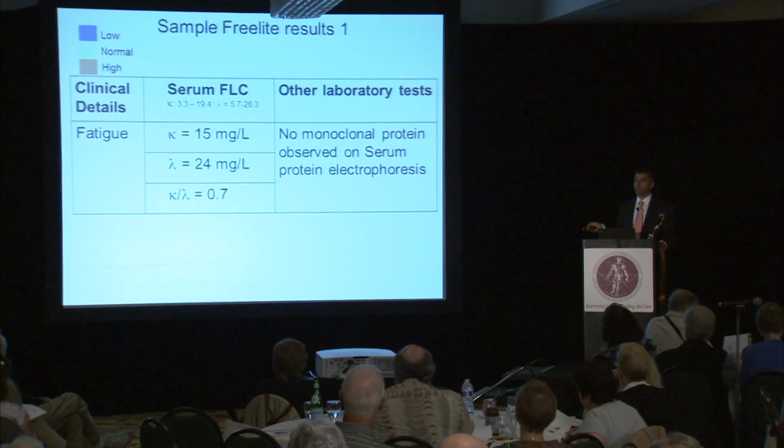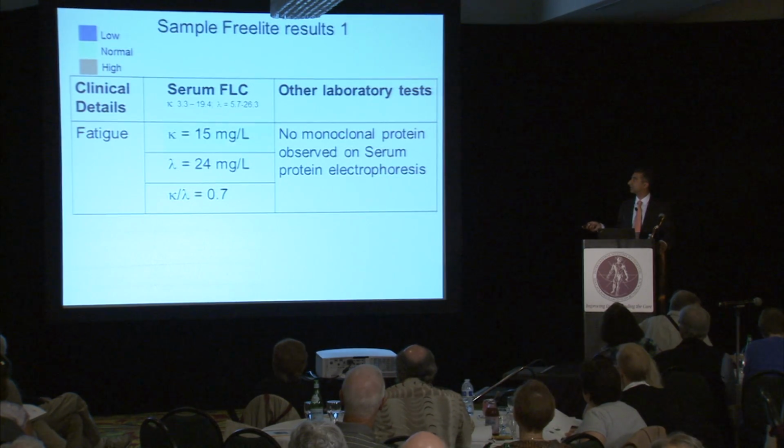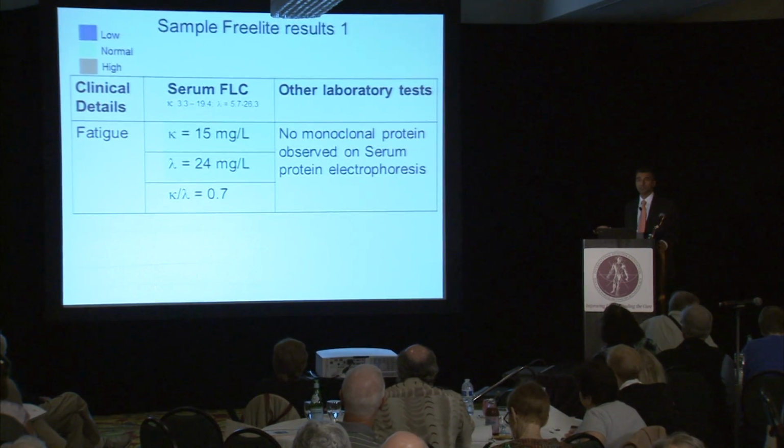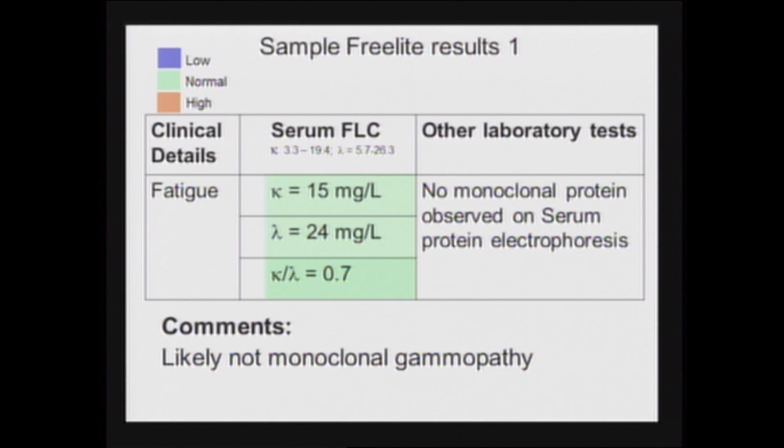So what would you say for kappa? Yell it out. Normal. Very good. And for lambda? Normal. Excellent. Green. And the ratio? So it's likely not a monoclonal gammopathy. It's something else causing the fatigue, maybe an anemia or something else.